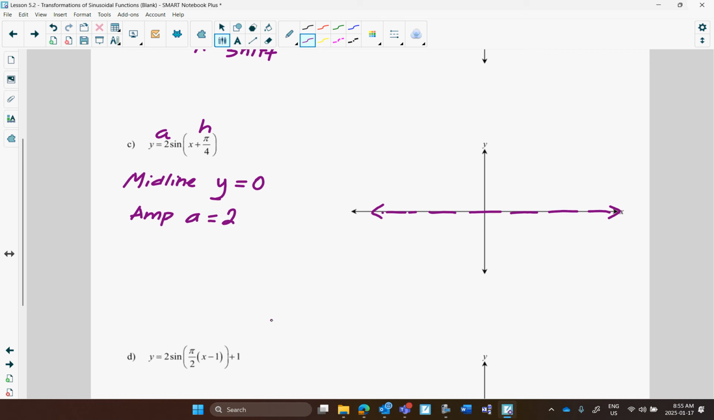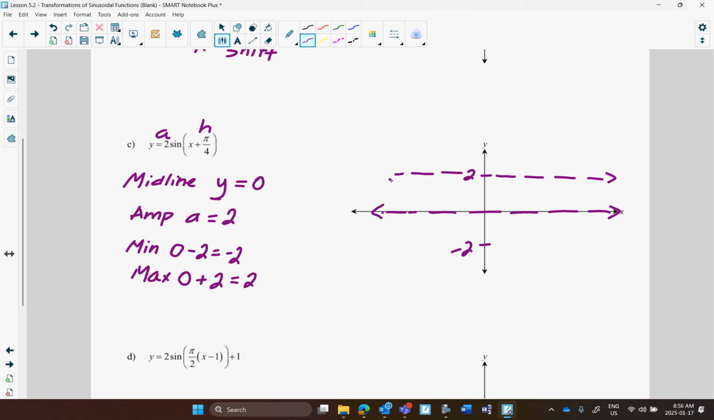We take the midline and the amplitude to find the max and min. So the min is going to be the midline 0 minus the amplitude, which is -2. And the max is going to be the midline plus the amplitude, which is going to be +2. So I'm going to put 2 up here. I'm going to put -2 down here. And I'm going to draw 2 dotted horizontal lines. So we know our graph's going to go inside there.